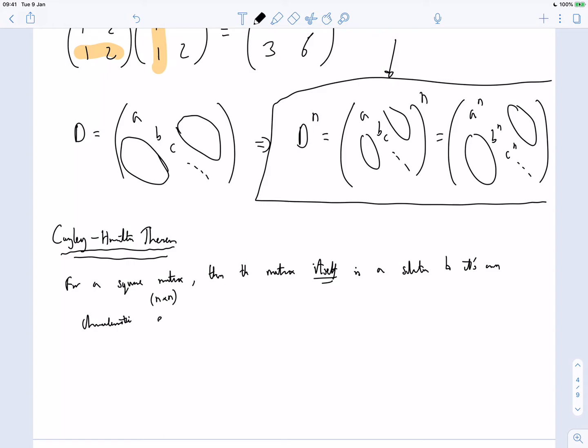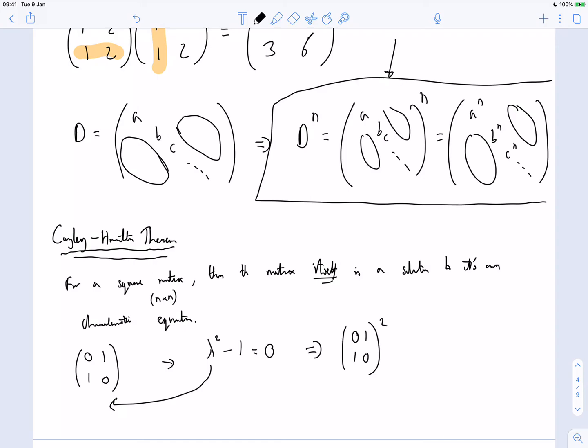So do you remember in our previous example we had [0, 1; 1, 0], and that led to a characteristic equation of lambda squared minus 1 equals 0. Well, that is the same as saying replace lambda with the matrix. So we've now got [0, 1; 1, 0] squared minus 1, which is technically the identity matrix if we were to make it in matrix form. And apparently that equaling 0 is a thing.